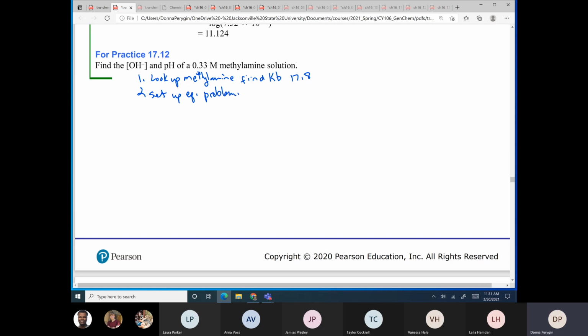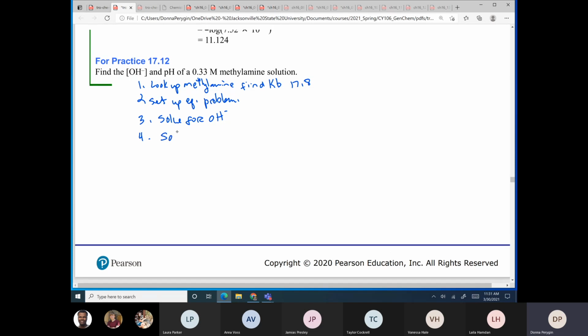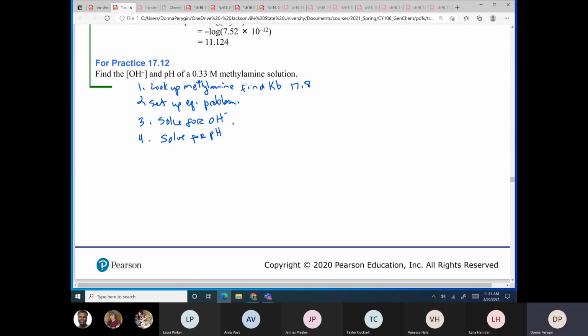Now, let's write our equation for our equilibrium problem, okay? And then next, what we're going to do is solve for the hydroxide ion concentration, which we're going to find from this equilibrium problem because bases increase the hydroxide ion concentration in solution. And then we're going to use that hydroxide ion concentration to solve for pH, okay? So we need to find the hydroxide ion concentration and the pH. That's what we were asked to do in this problem, okay? So let's write our equilibrium expression here. I'll go ahead and do that.